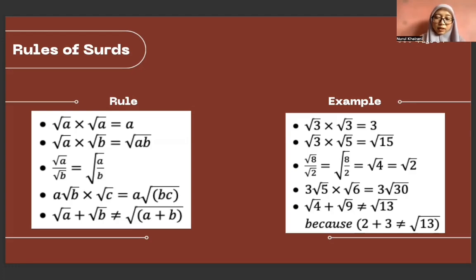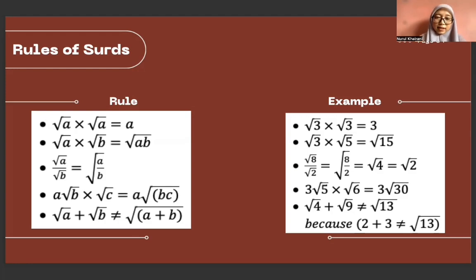The second rule says that the square root of a times the square root of b equals the square root of a times b. This rule is used when we multiply two surds. For example, the square root of 3 times the square root of 5 equals the square root of 15. We do not simplify it further because 15 is not a perfect square.